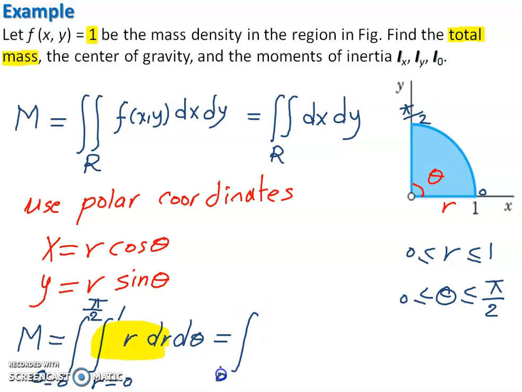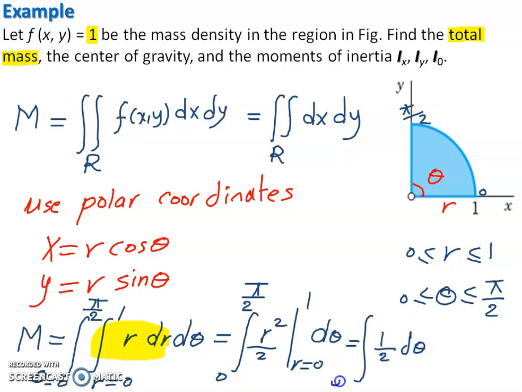So the integration of r dr will be r squared over 2, and we substitute the value of r from 0 to 1. Then integration with respect to theta. Substituting r equals 1, and when it is 0, everything will be 0. So this will be half d theta from 0 to pi over 2. Integration of this is half theta, and substituting pi over 2, it will be pi over 4. This is the total mass.